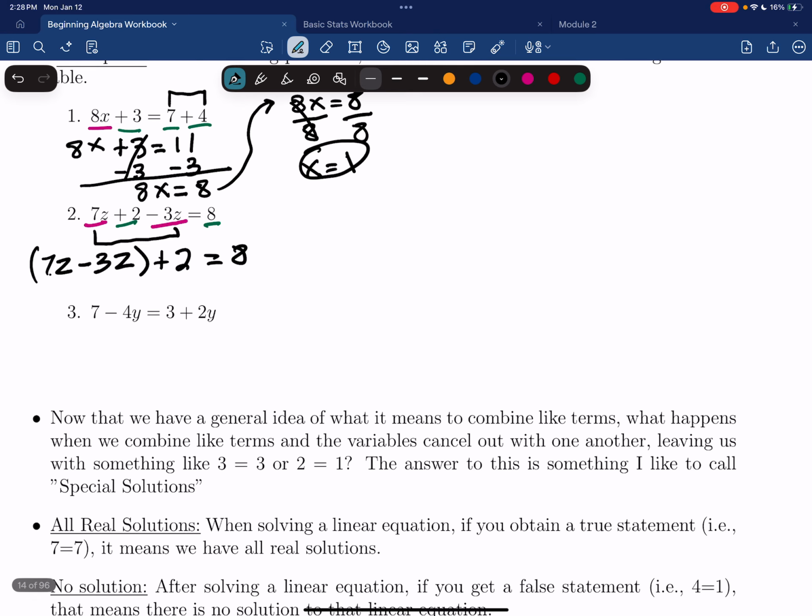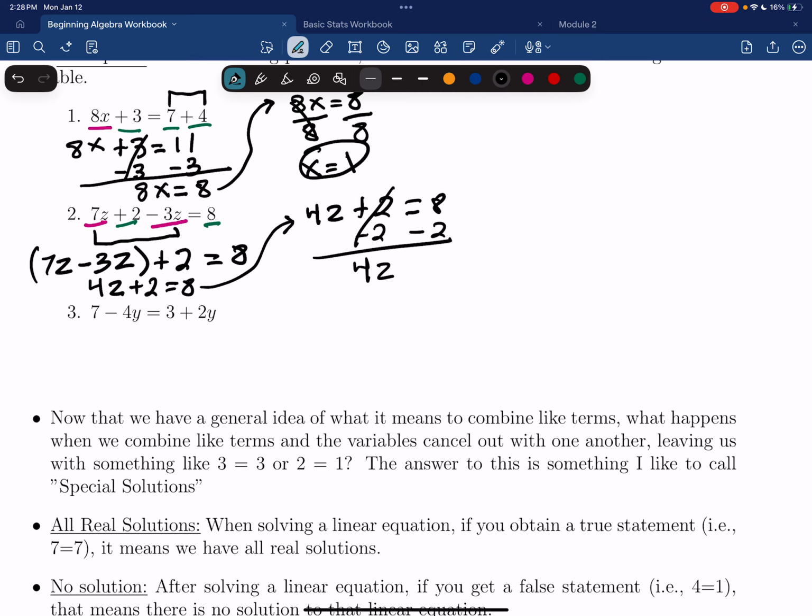Well, 7 minus 3, that's just 4. So we're going to get 4z plus 2 equals 8. And now this looks like any other equation that we've seen in the first section. So we're going to do 4z plus 2 equals 8. So we're going to subtract 2 on both sides. We're going to get 4z equals 8 minus 2, which is 6.